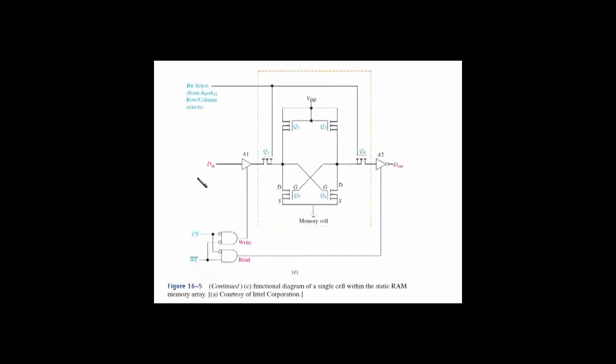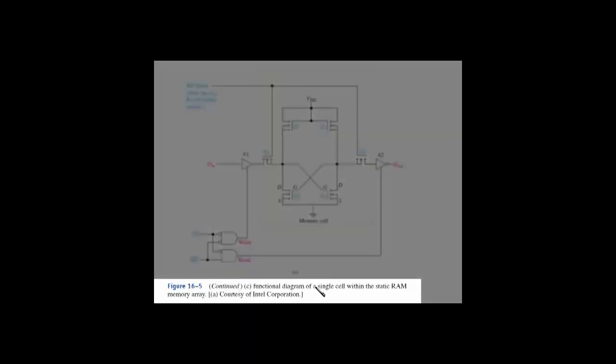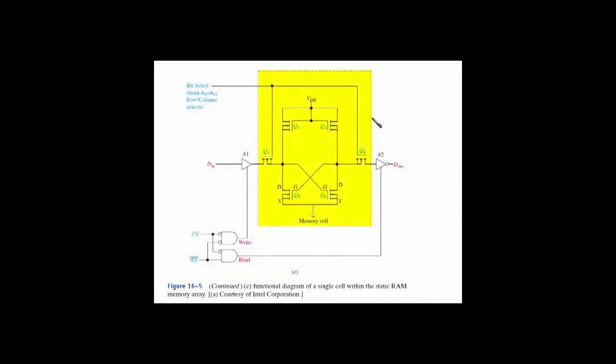Okay, so figure 16-5C shows a functional diagram of a single cell within that static RAM. So this dashed line is a single data cell. We can bring data into it or pull data out.